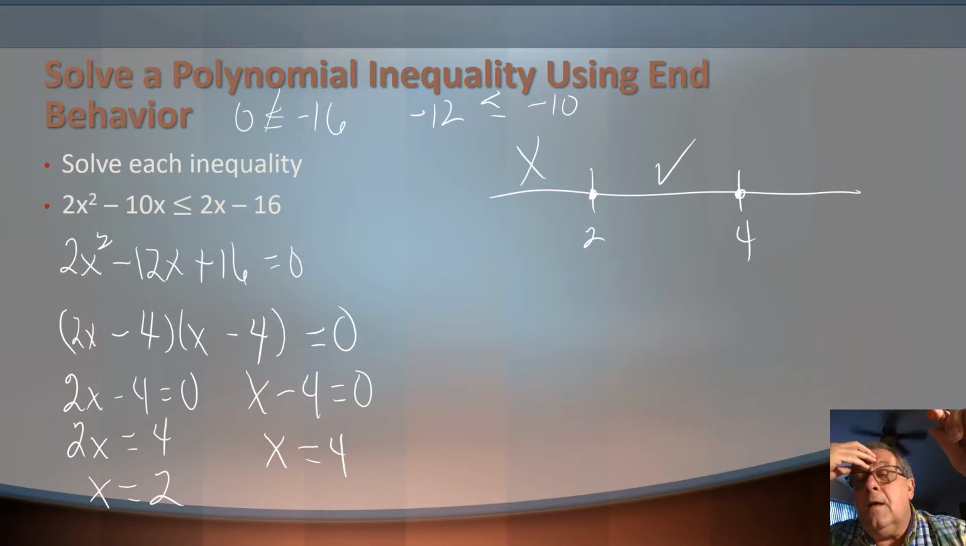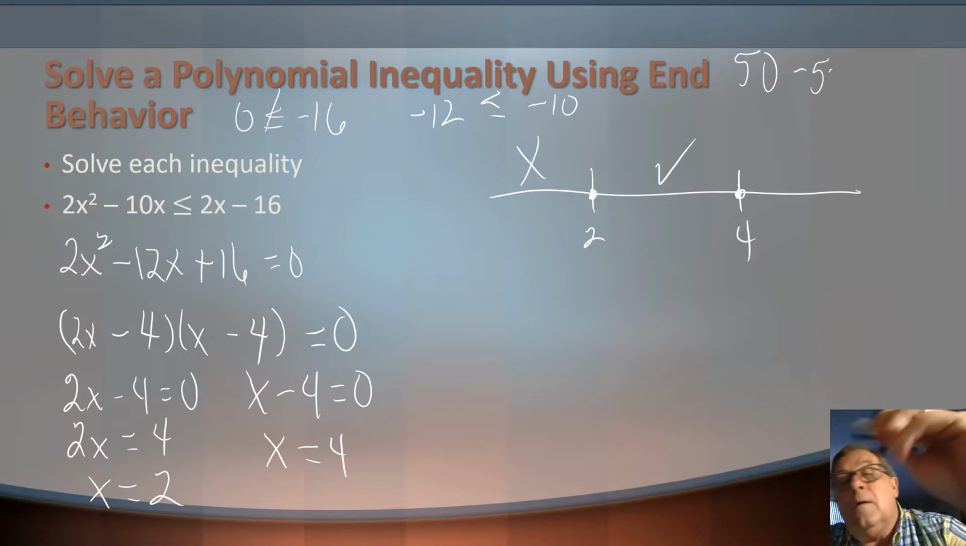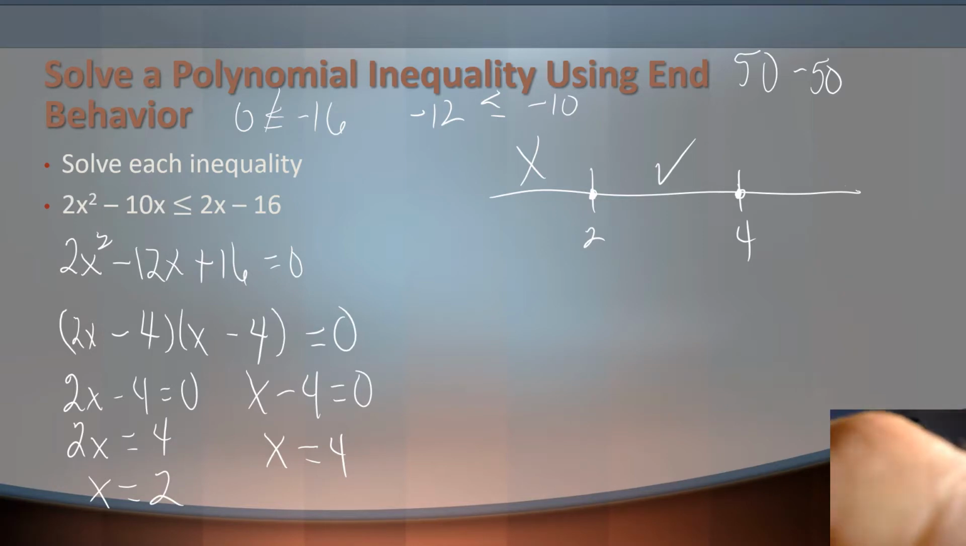Well, let's test a number out here past 4. Let's do 5. 5 squared is 25, and 2 times 25 is 50. I'm going to write these down. Then negative 10 times 5 is negative 50. And then 5 times 2 is 10.